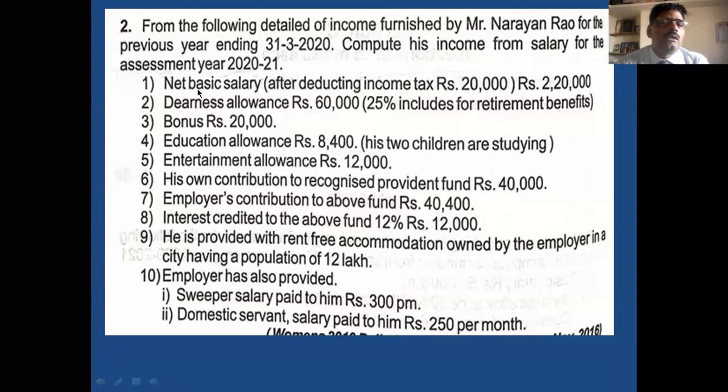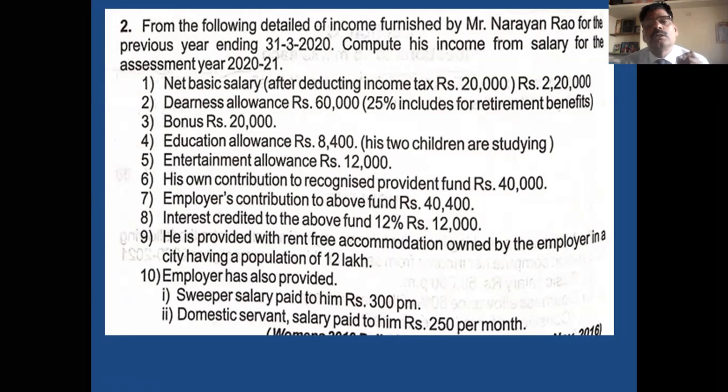First point is net basic salary after deducting income tax 20,000. He received 2,20,000. So the salary before deduction is to be taken for calculation. Remember this point. If there are any deductions, you have to add those deductions to the net salary. Here net salary is 2,20,000, after deduction of 20,000. Therefore, you add this amount to calculate the basic salary. This is the first point you remember.